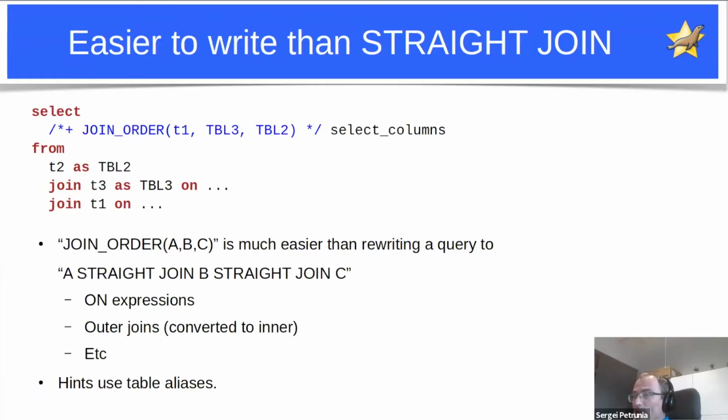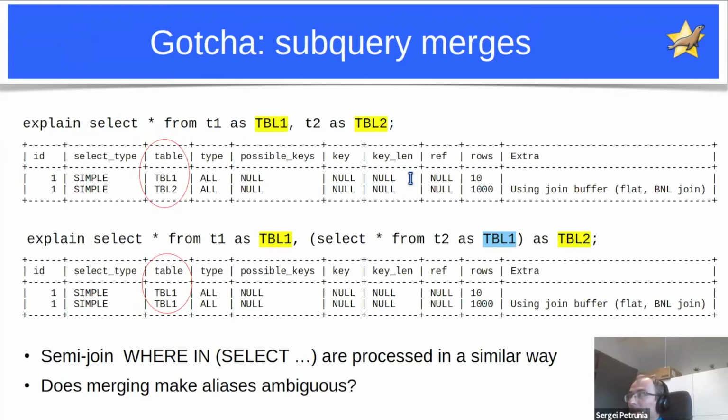There is a certain gotcha that both MySQL and MariaDB have with optimizations we call subquery merges, where the contents of a derived table are merged into the parent select. So here we take one select, with a join between two tables. Initially, in the variant above, they are called TBL1 and TBL2. The aliases are different. That's fine. SQL allows that, and you see them.